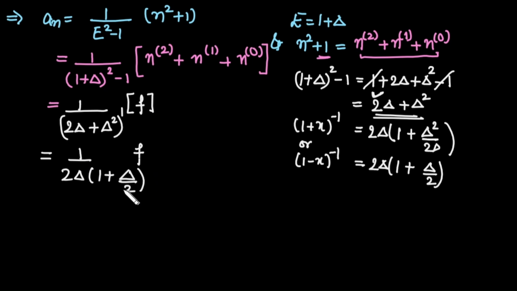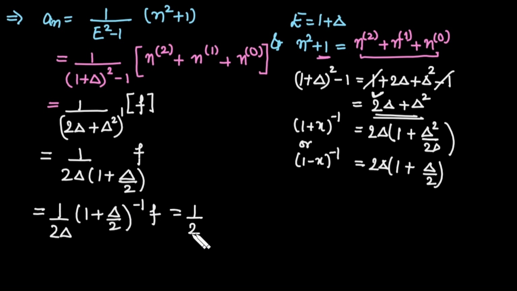Now take this term in the numerator. We have 1 upon 2 delta times (1 plus delta by 2) power minus 1 into the function. Expand this, 1 upon 2 delta as it is. The expansion for this case is equal to what? Here we have power 1, so coefficients are 1, 1, 1, 1, and signs are opposite because it is plus and it is negative. So we can write 1 minus x plus x square minus x cube and so on. Here x is delta by 2, so replace this x with delta by 2.